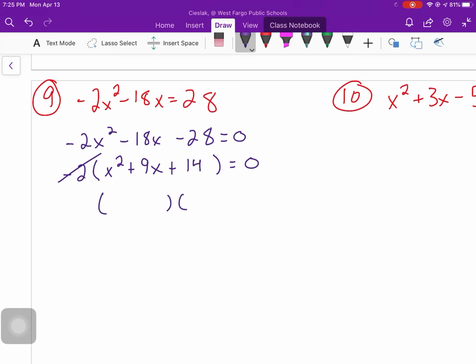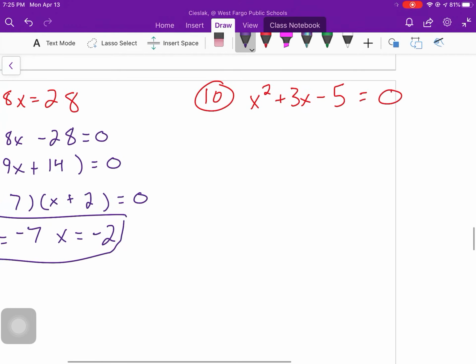So now we've got to think, could I possibly factor this? And the answer is yes, because factors of 14, 7 and 2 would get me to 9 if I added both of them, so they both have to be positive. This gives me x is equal to negative 7 and x is equal to negative 2.